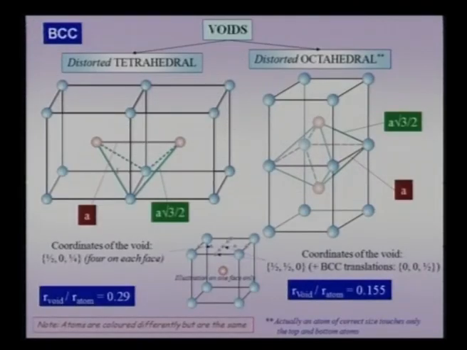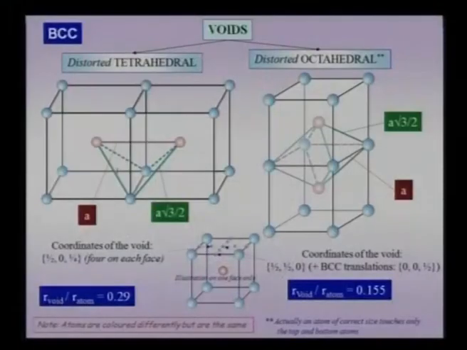So, where are the voids in the BCC crystal? There are 2 kinds of voids as we saw. The one on the right is the non-regular octahedral, and the one on the left is the non-regular tetrahedral void. Let me consider first the tetrahedral void.